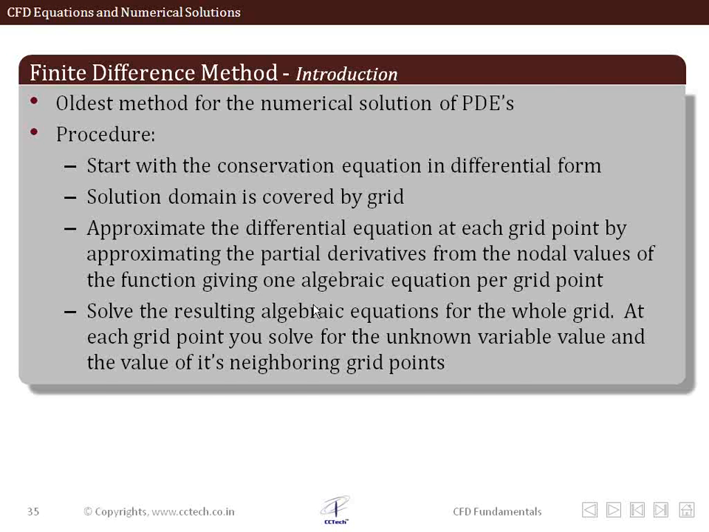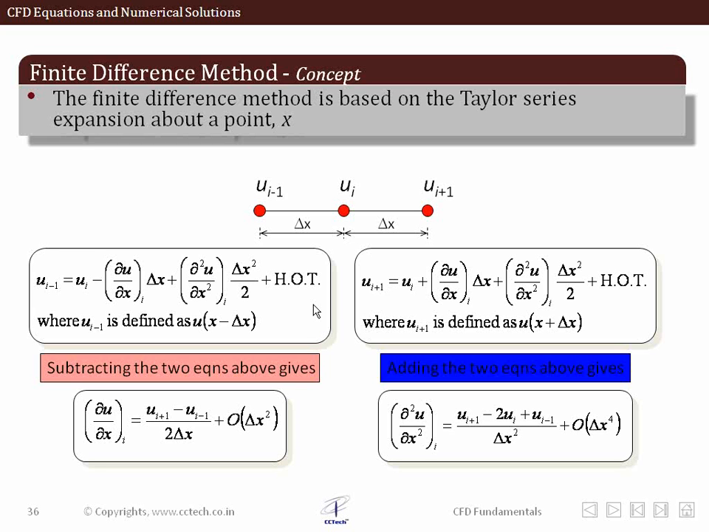Let's see it more specifically. So we have the equation or a quantity, let's say x velocity, which has been defined at three grid points, i minus 1, i, and i plus 1. Correspondingly, the x coordinates are x(i minus 1), x(i), and x(i plus 1), and we have these three velocities.